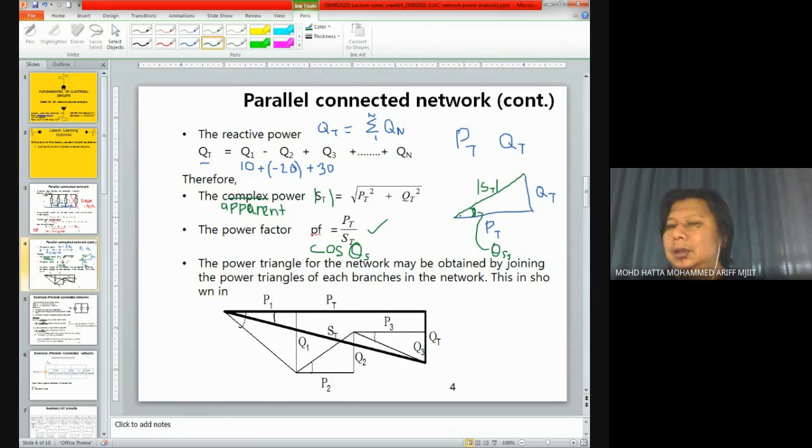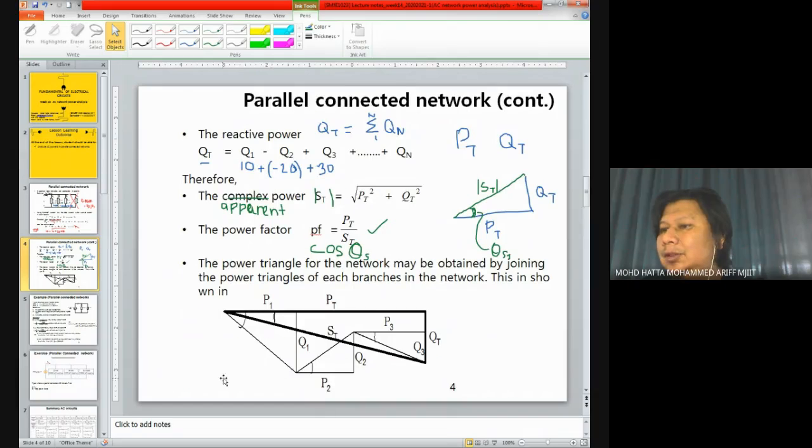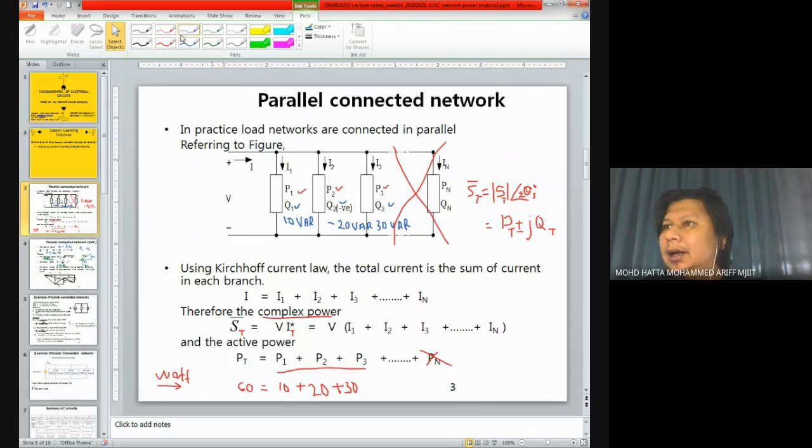So this is known as a power triangle, and the power triangle for a network may be obtained by joining the power triangle of each branch in the network. For example, if you look at what we have in this circuit, this branch will have its own power triangle, and maybe we should draw it like this because the Q is positive, so it points upwards.